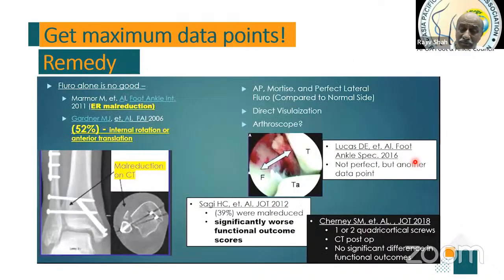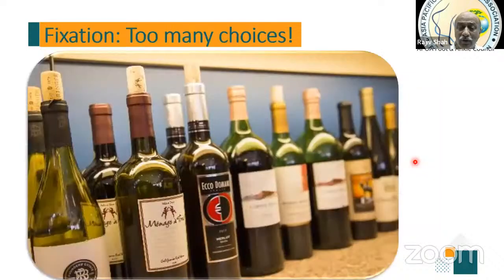And this O-arm or intraoperative CT scan would also help you to prevent syndesmotic malunion. So that is why people, over and above fluoro, do arthroscopy, and over and above they do CT scan intraoperatively or O-arm intraoperatively. Now there was a question: 3.5 screw, 4.5 screw.